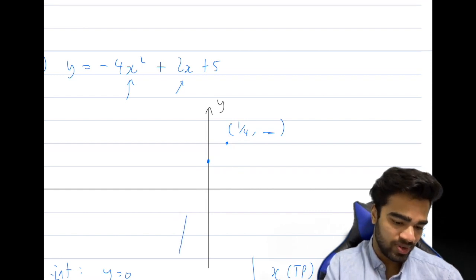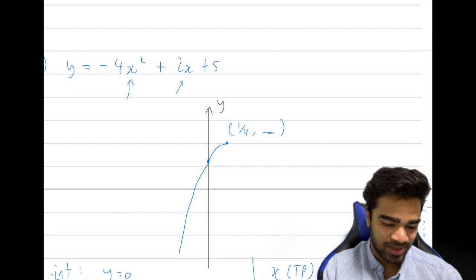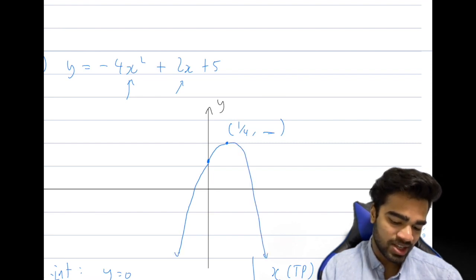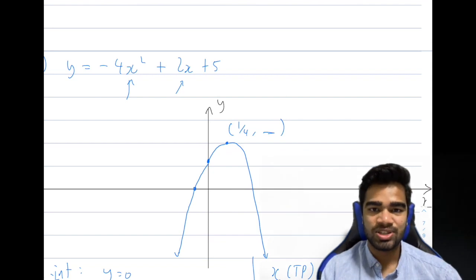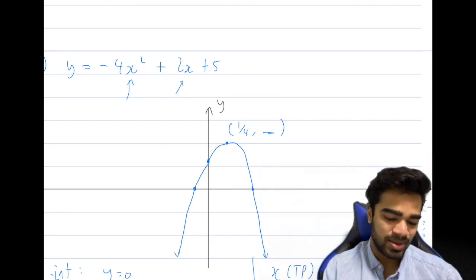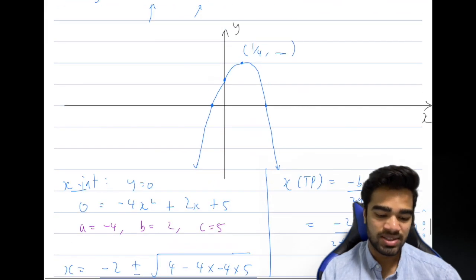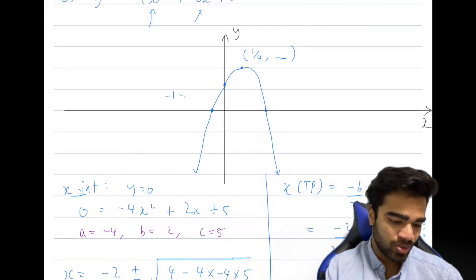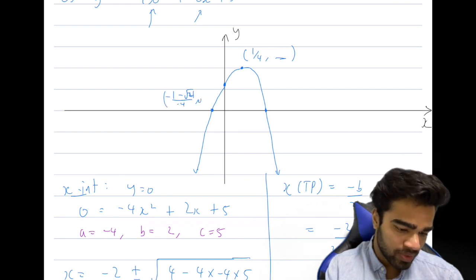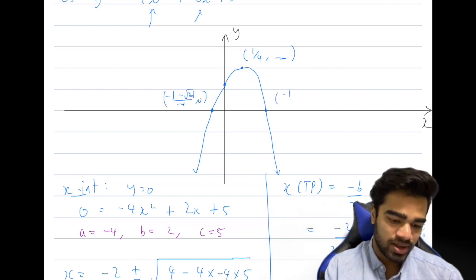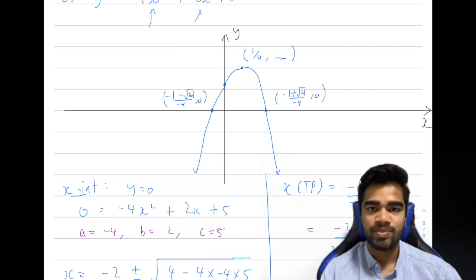Oops, not very symmetrical. Remember guys, you have to be pretty symmetrical when you're drawing these. So if you visualize the shape, it'll look something like this. Once you have your shape, then you can just plot in your x-intercepts. That strategy is for if you don't know where to put your x-intercepts. So let's do it. The one on the left is (-1 minus root 21 over -4, 0), and the other one is (-1 plus root 21 over -4, 0). That's it. We sketched out the graph.